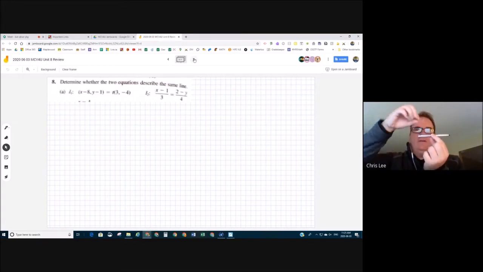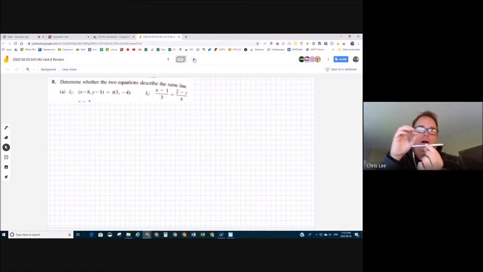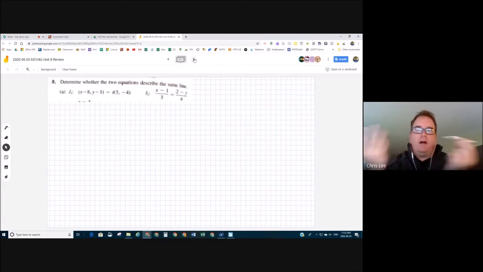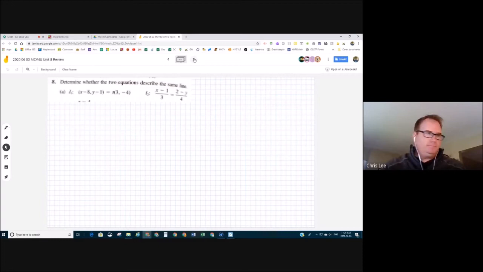So often you might get a different point and a different direction vector, and it's hard to tell if those points are on the same line and if the direction vectors are the same. So one thing you can do is definitely investigate the direction vector, and it will tell you if they're not the same really quickly. So that's what we'll do with each of these.